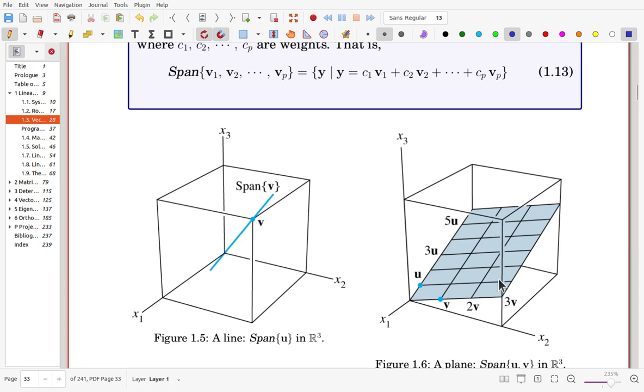For this one, we consider the span of u and v. If u and v have different directions, then by using linear combinations we can fill this plane. Any point on this plane can be made by a linear combination of u and v. That means the span of two vectors pointing in different directions makes a plane, the whole plane including u and v. Okay.